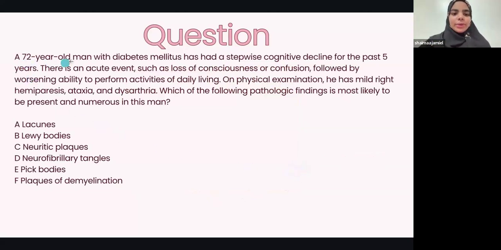Okay, a 72-year-old man with diabetes has had a stepwise cognitive decline for the past 5 years. There's an acute event such as loss of consciousness or confusion, followed by worsening ability to perform activities of daily living. On physical examination, he has mild right hemiparesis, ataxia, and dysarthria. Which of the following pathologic findings is most likely to be present and numerous in this man? So he has some sort of dementia, right? Okay.